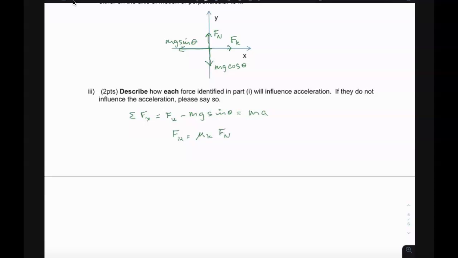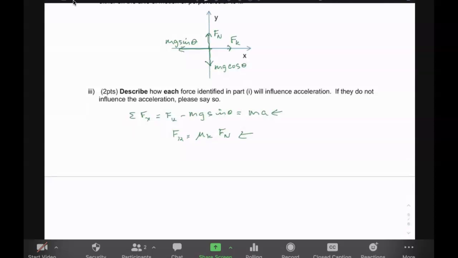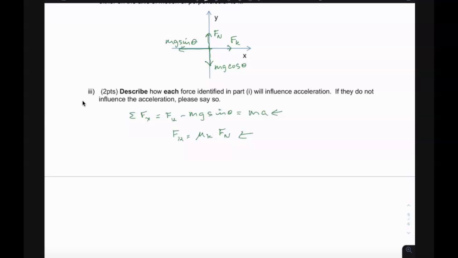So indirectly, the amount of the normal force affects the kinetic friction, which affects the acceleration. So only indirectly. I will take this answer just alone, or I will take this answer plus this answer with a description of why the normal force influences the acceleration in the way it does. And that concludes this question for exam 2.